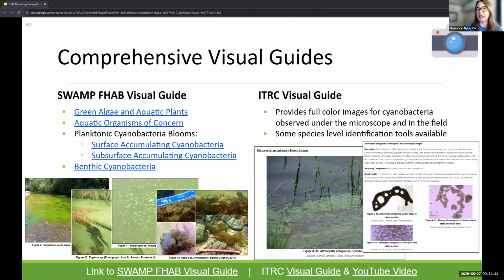And then for a really deep dive and to support training on this, we have a comprehensive field guide that helps even identify down to the genus or genera of the cyanobacteria communities you may find. Also examples of green algae that are not toxic, aquatic plants. And there's also some resources from the ITRC available here and a really helpful video as well.